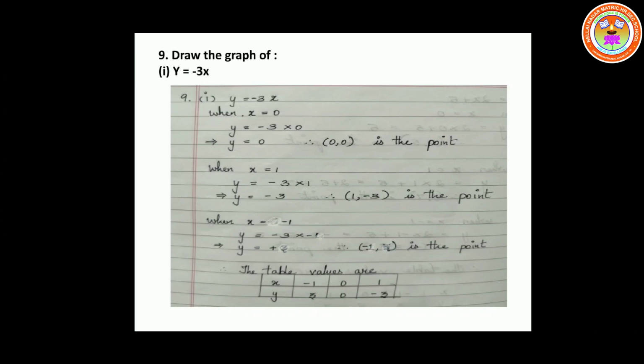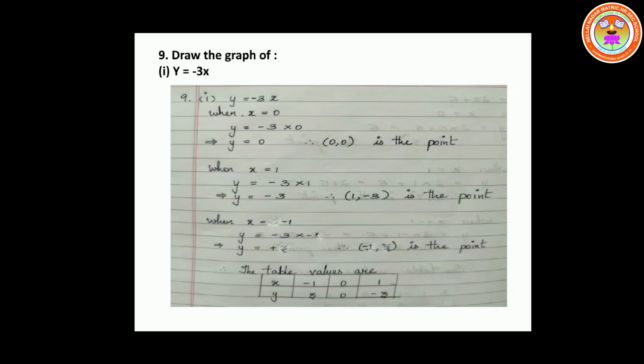So I am taking the x value first as 0. When I substitute x is equal to 0 in y is equal to minus 3x, y is equal to minus 3 into 0, so that becomes 0. So the first point is 0 comma 0. When x is 0, y is also 0. Next, when x is equal to 1, y is equal to minus 3 into 1, that becomes minus 3. Therefore 1 comma minus 3 is the point.